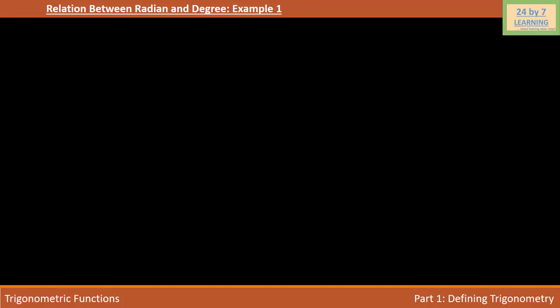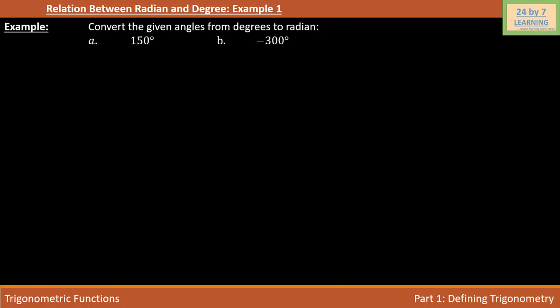Let us consider an example that establishes the relationship between radian and degree. So, our example is: convert the given angles from degrees to radian. The first angle is, as you can see, 150 degrees, and the second angle is negative 300 degrees.